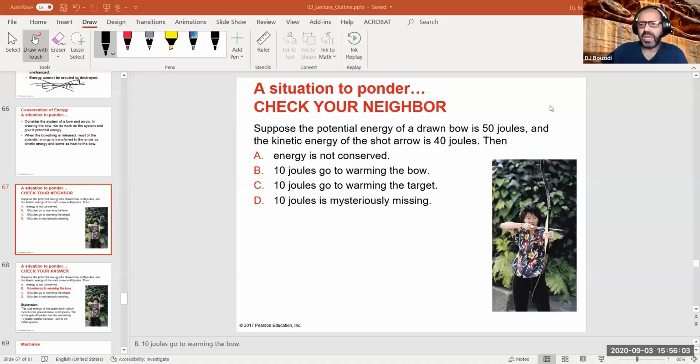Okay, very good. So, okay, in the discussion later on, all of you are awake? In the discussion after this chapter, the answer is going to be either you tell me it's C, or you're going to say the question of the day, 10 joules goes to warming the target, okay?